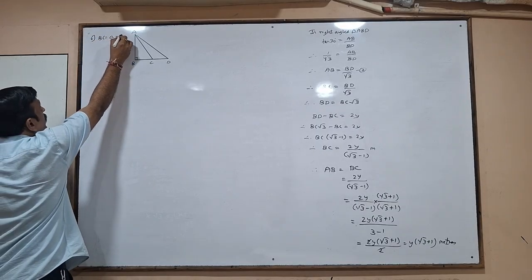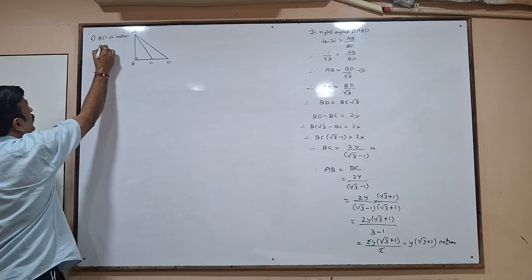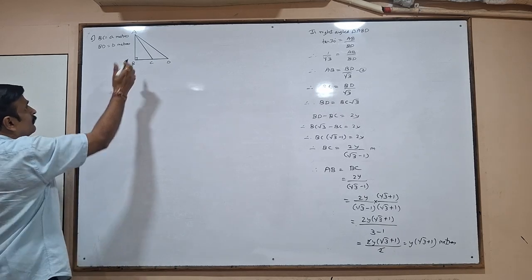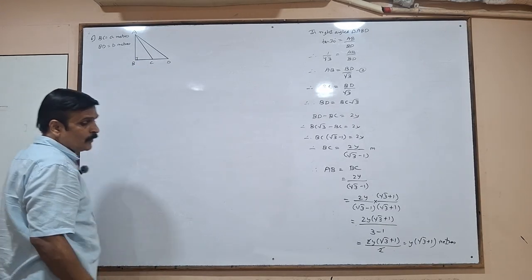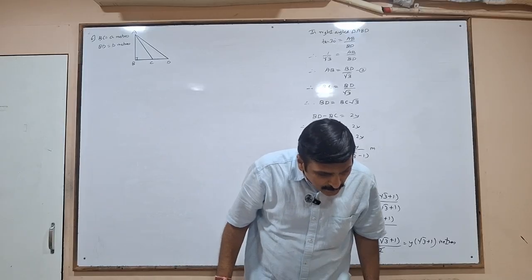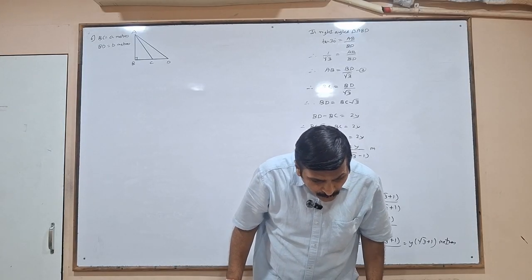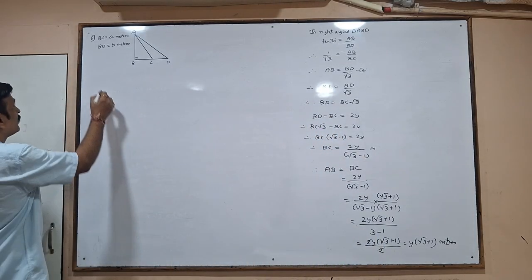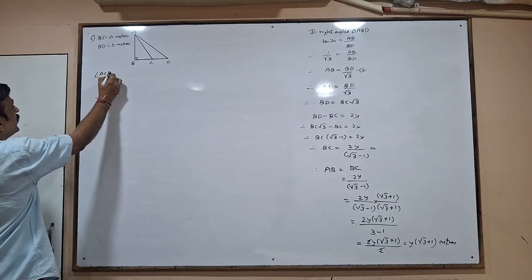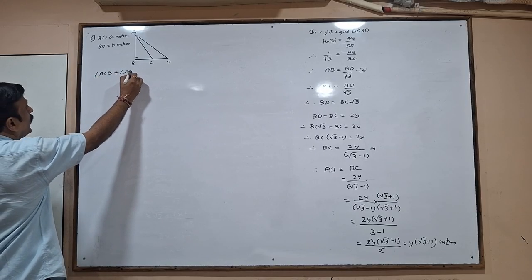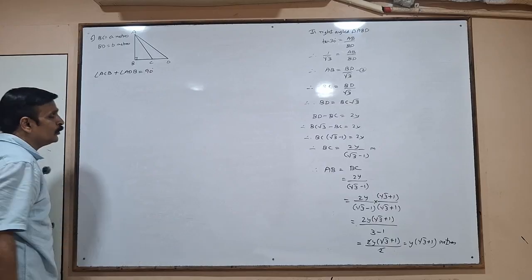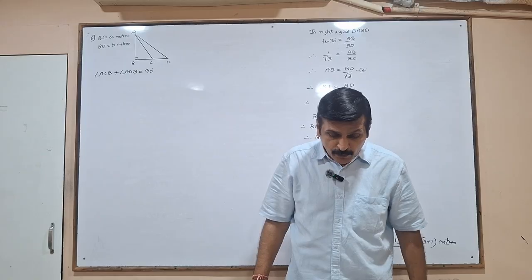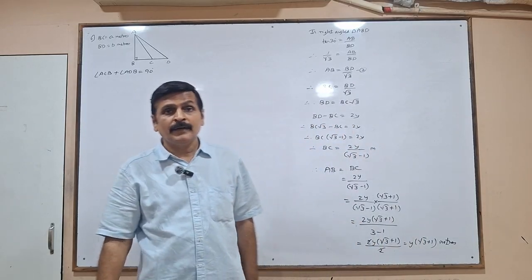BC is A meters, BD is B meters, and a relation between these 2 angles is given. What is the relation? They say the angles of elevation are complementary. Means angle ACB plus angle ADB is equal to 90 degrees. Complementary means sum of the 2 angles is 90 degrees. You have to prove height of the tower is root AB.